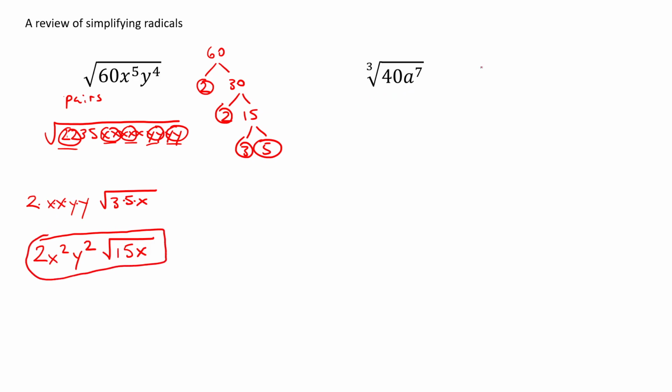A cube root is no different. Start by making a factor tree. 2 and 20, 2 and 10, 2 and 5. Okay, write it out. 2, 2, 2, 5. And then 7 a's.